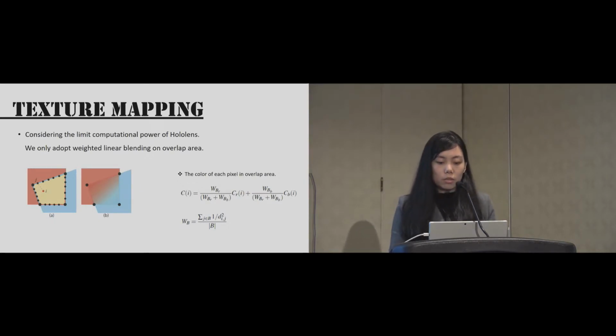And real time is really important for the user experience, so we only use weighted linear blending on the overlapped area instead of those expensive but advanced algorithms. And the weight is related to the distance to the boundary. But if the overlap area is too large, it will be slow, so we downsample the boundary to improve the efficiency.